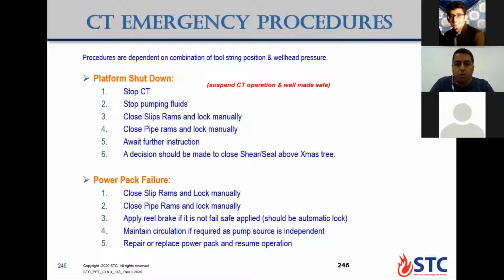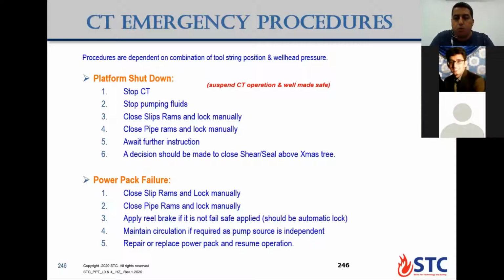It is when you are working on a platform, on offshore wells. In this case you have an alarm in the platform to secure all the operations. At that moment you need to secure the well and get instructions from the supervisor. If it is an emergency and you need to evacuate, you will shear and cut the coiled tubing and drop it in the well. If not, and you need to continue after discussion, you will open the slip and pipe ram again and continue your operation. That is what platform shutdown means.